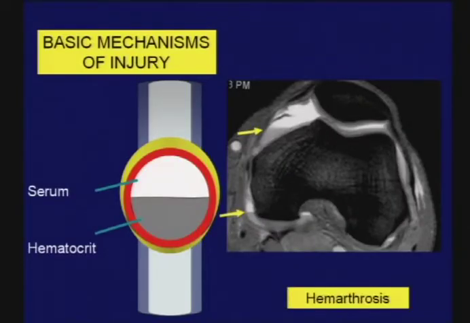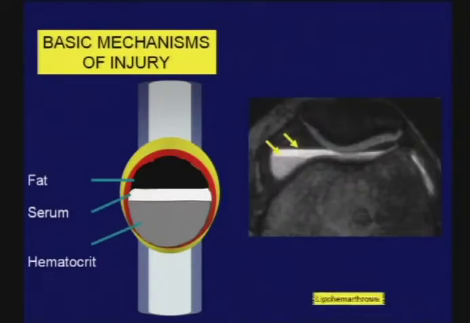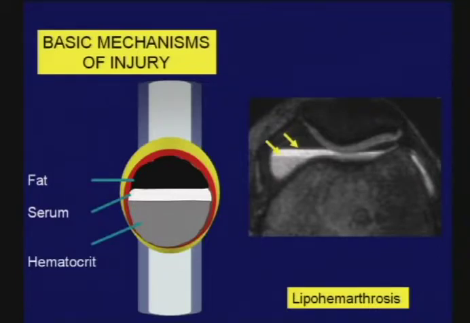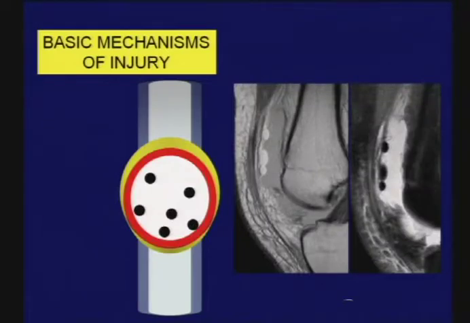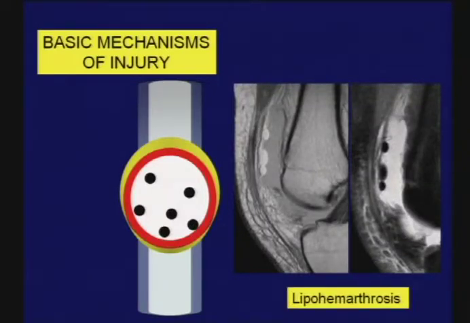The classic example of a hemarthrosis has two layers and one fluid level, serum above and hematocrit below. The typical appearance of a lipohemarthrosis has three layers and two levels: fat, serum, and hematocrit. And as I indicated earlier in this course, sometimes bubbles of fat float up toward the surface of the effusion, another manifestation of a lipohemarthrosis.